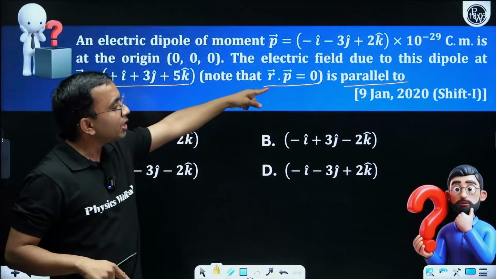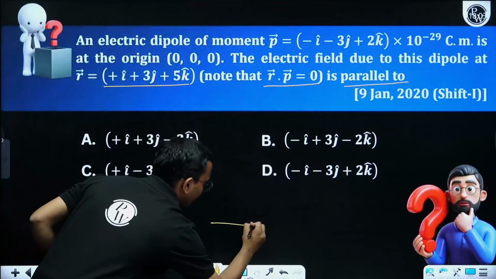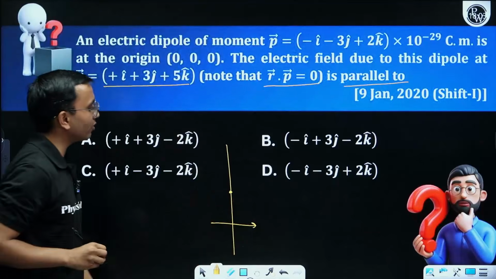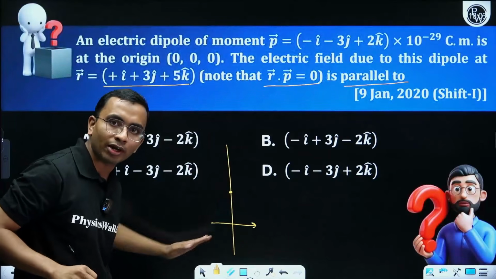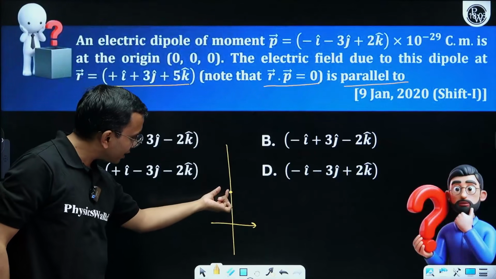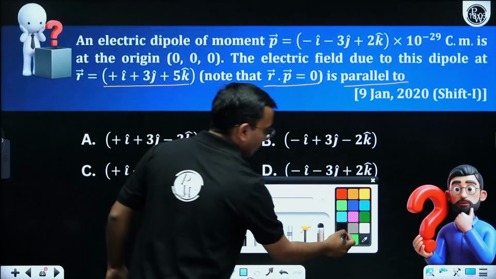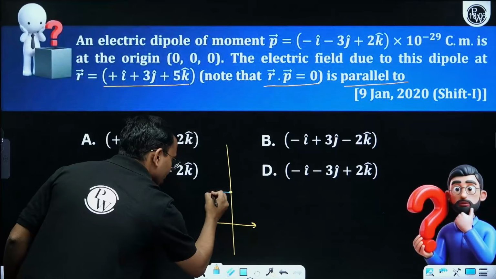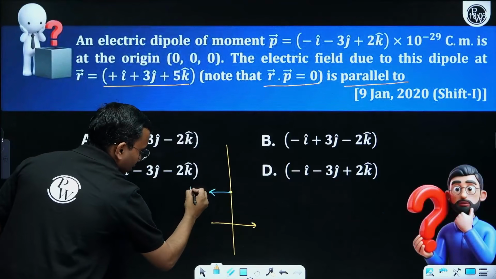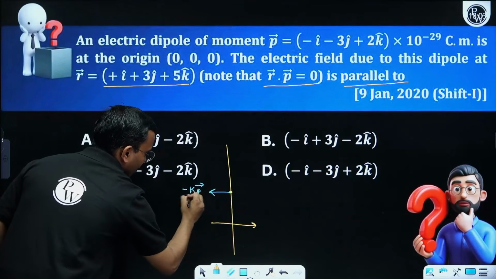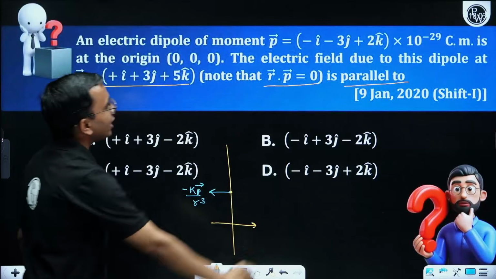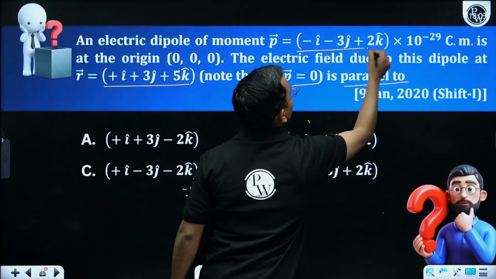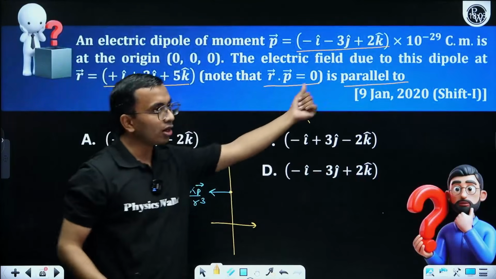Now r dot p is 0. If p is like this, this is the equatorial plane, your point where you need to find the electric field is somewhat like this on the perpendicular bisector, then only r dot p is 0. If a point is there on the perpendicular bisector, what is the formula for electric field? Minus kp by r cube, that is in the opposite direction of p. If p is along this vector, my electric field should be along minus p.